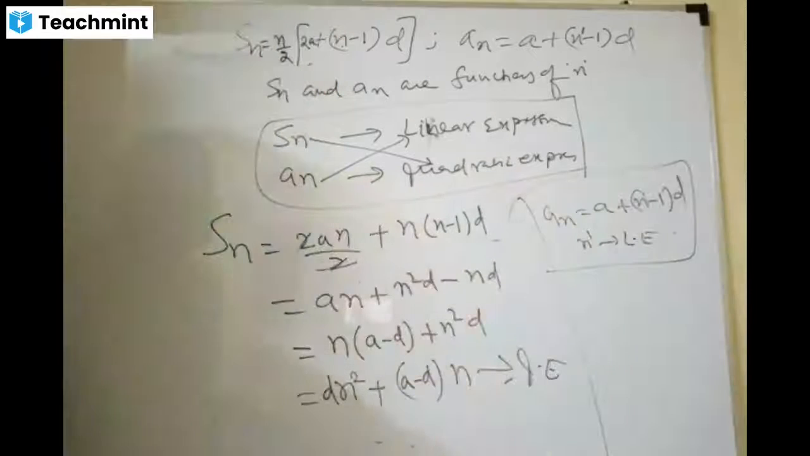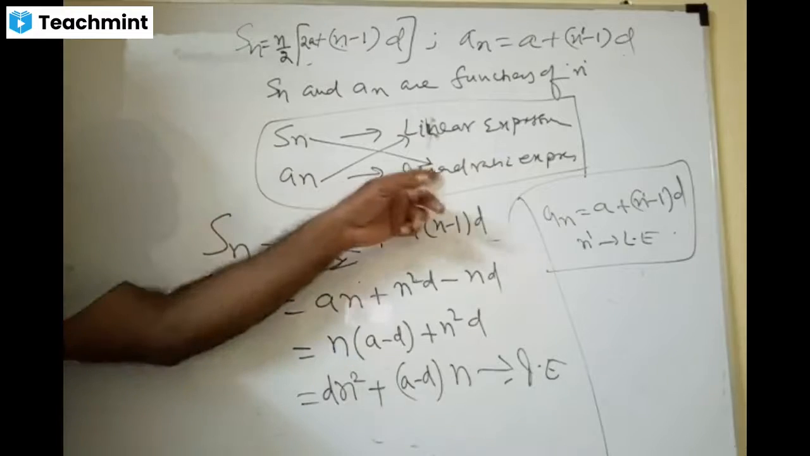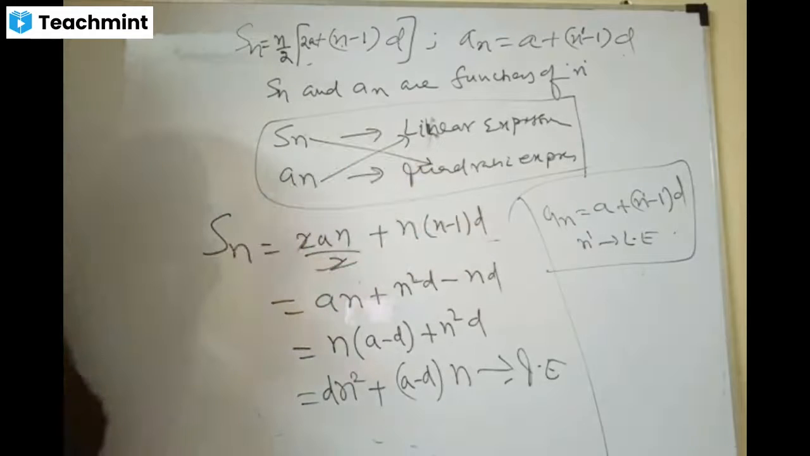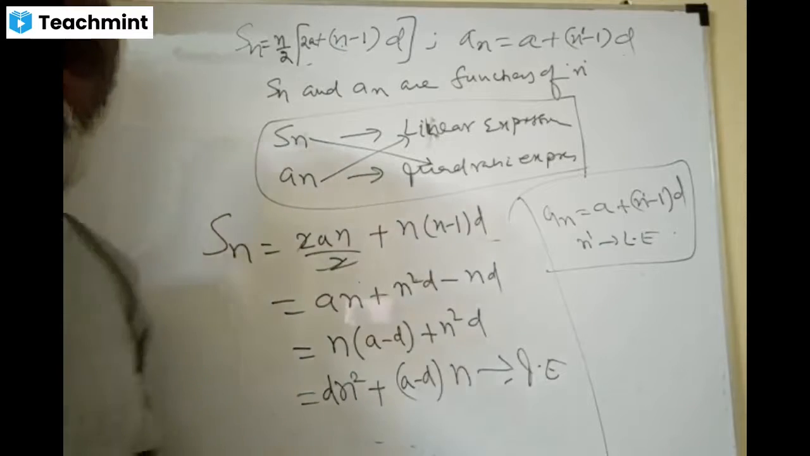Very, very interesting one. Sn is quadratic, An is linear. Make a note of it.